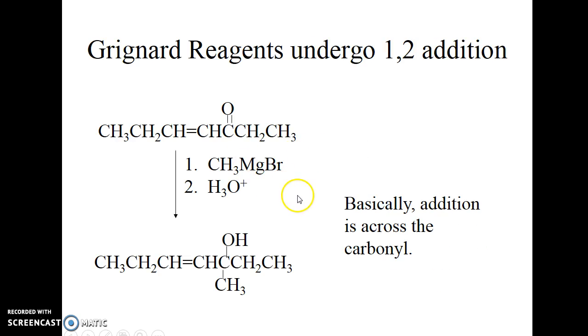But when you have a Grignard reagent, which has a huge negative charge on the carbon, what happens? You're not going to attack at the number 4 carbon, you're going to attack at the number 2 carbon. After it adds to the carbonyl, what happens is the proton on the oxygen down here comes from the acid wash.